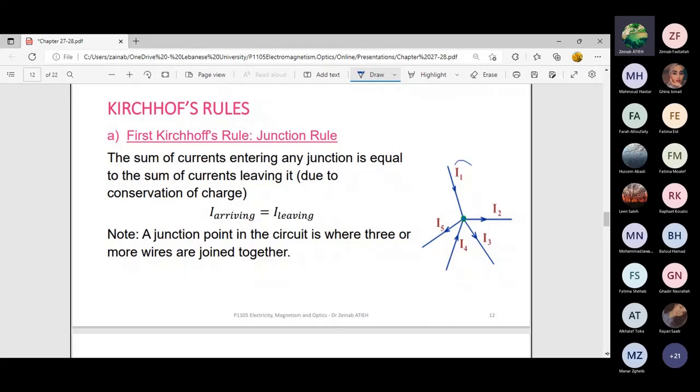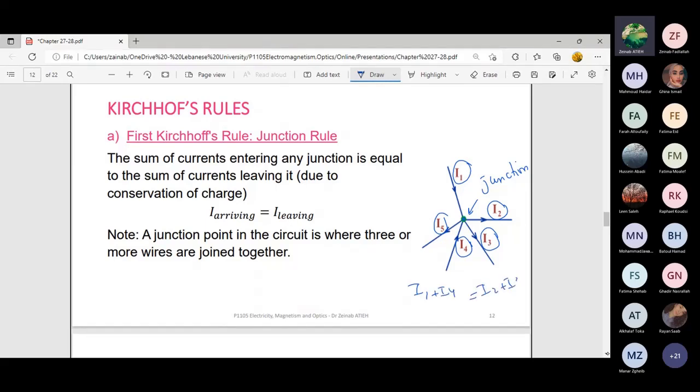So here in my case, take a look. I have I1 arriving at the junction. This is my junction. I have I2 leaving, I3 leaving, I4 arriving, and I5 leaving. So I have I1 plus I4. I1 plus I4 are arriving, and who's leaving?